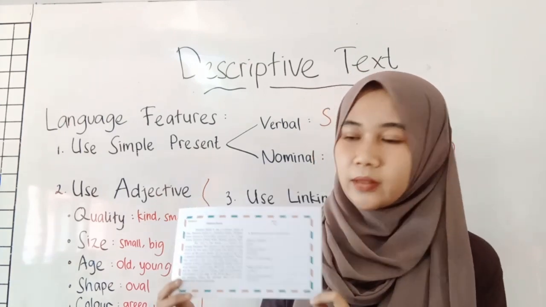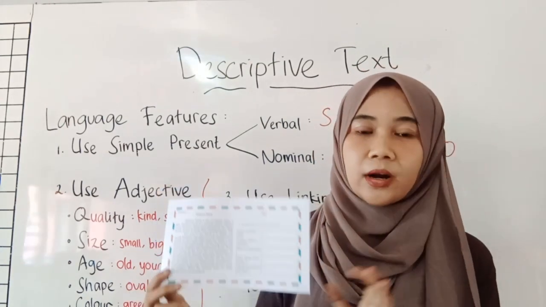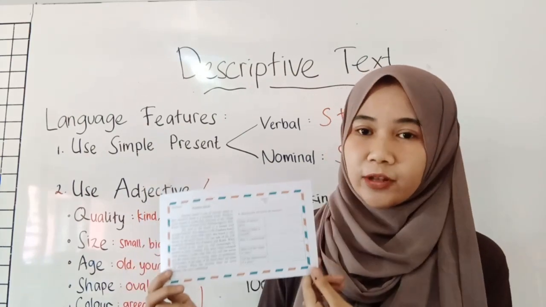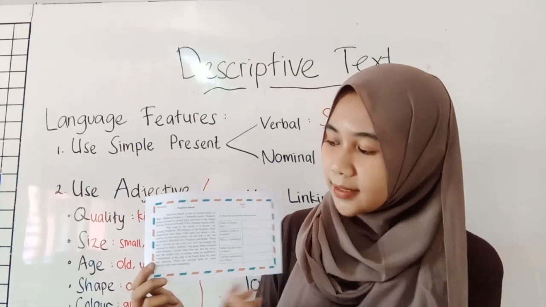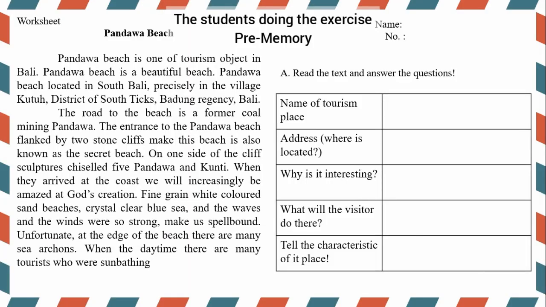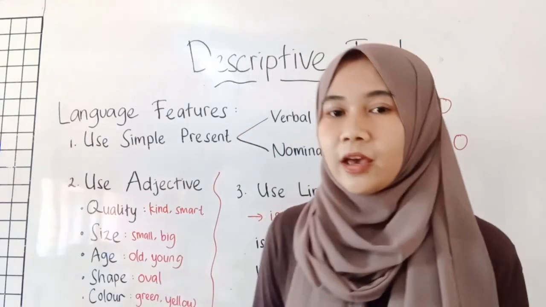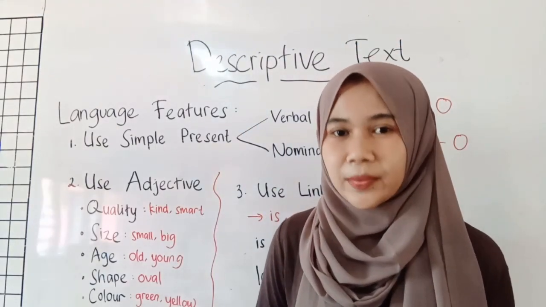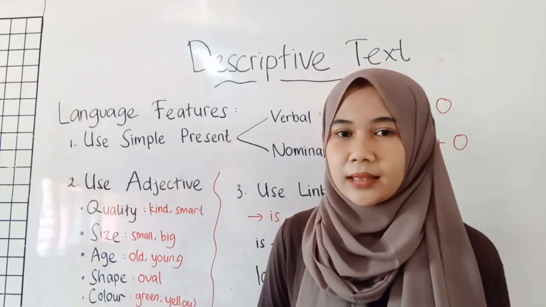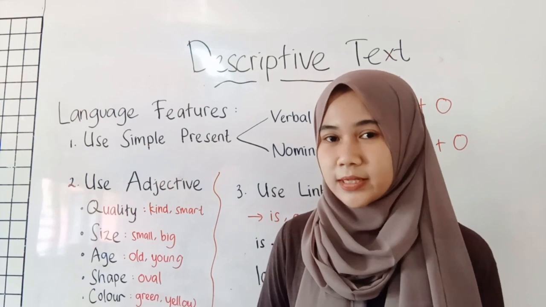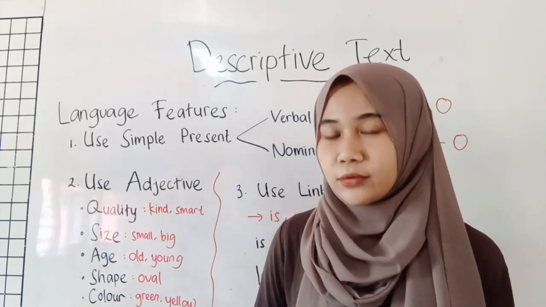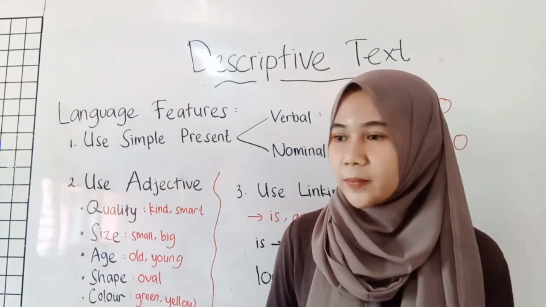In the next section, I will give you an exercise to build up your knowledge about descriptive text. This is an individual assignment, so please read the text and answer the questions. Have you done, students? Great. Please collect and I will check the result of your assignment. And then I will choose you randomly to present your result in answering the questions and communicate it to your friends. Okay, Tasha, please come forward.